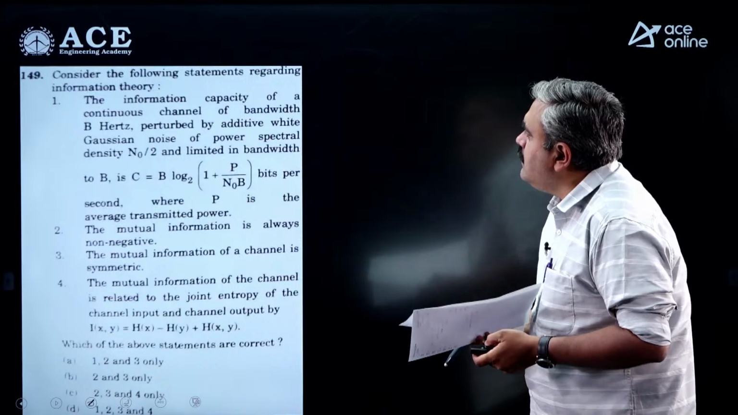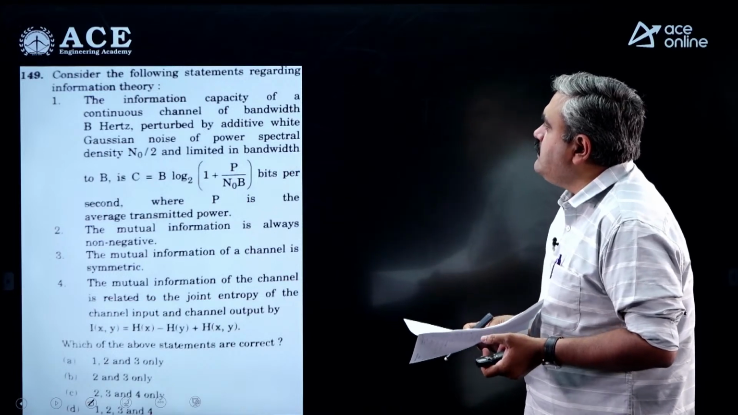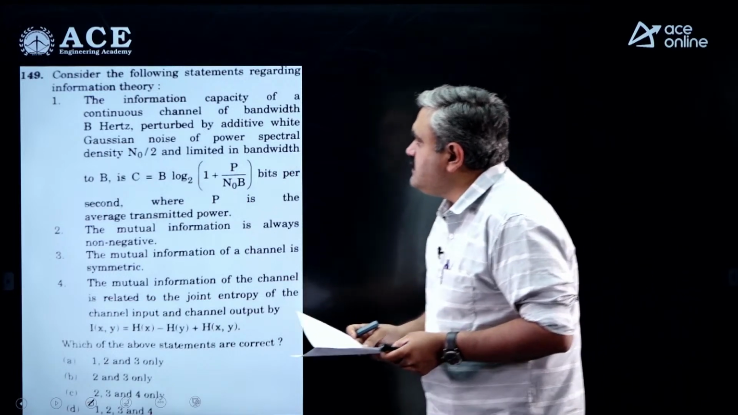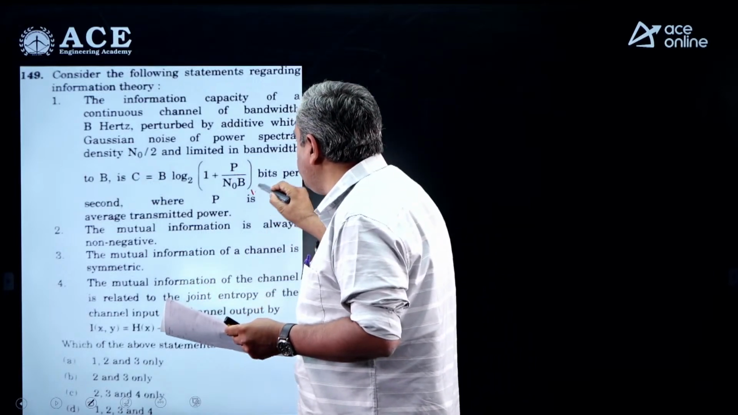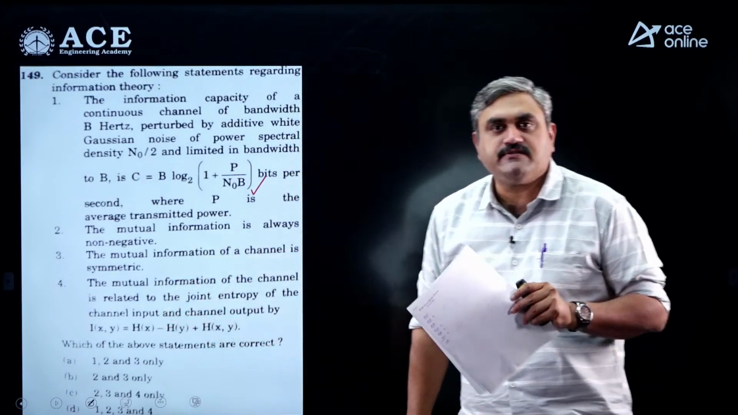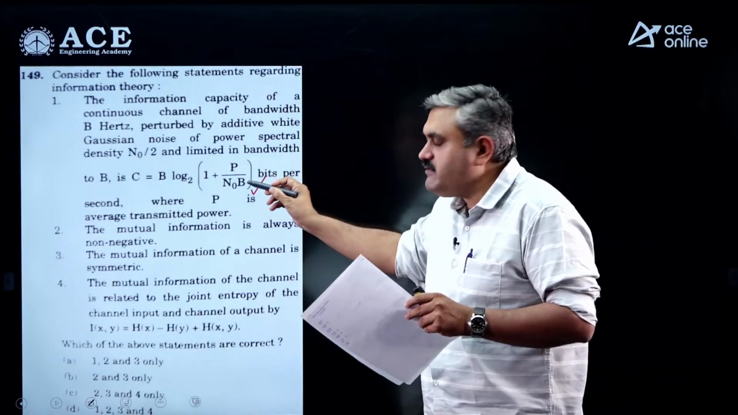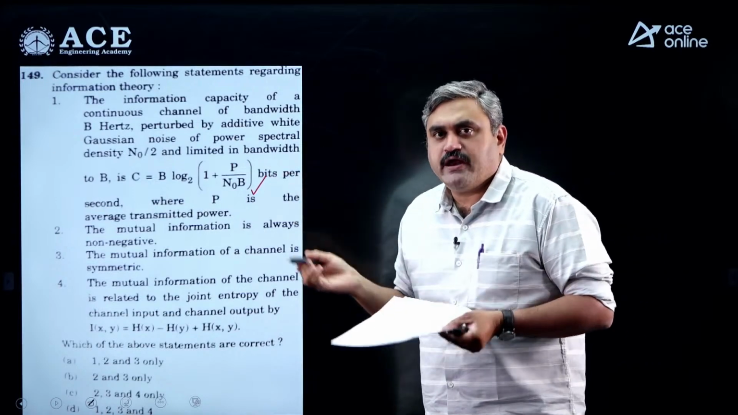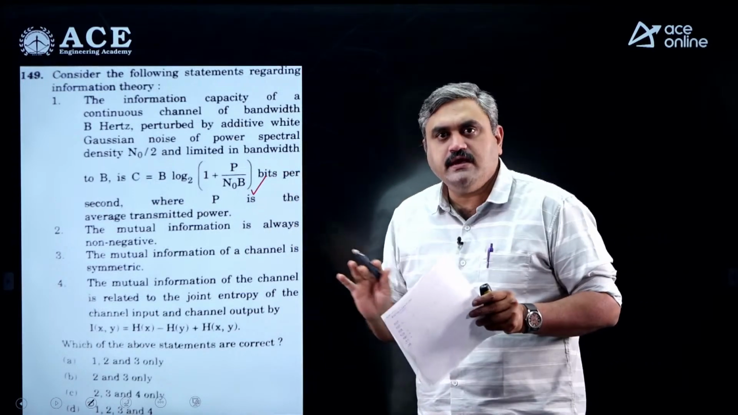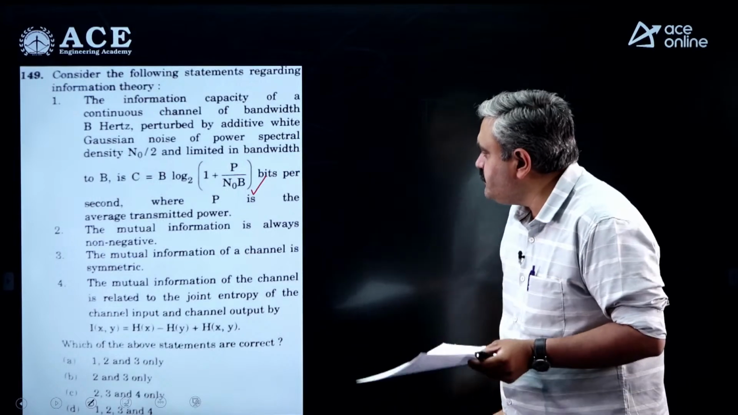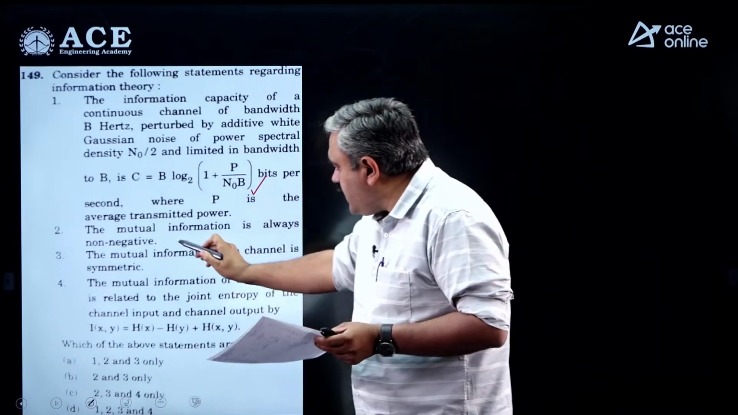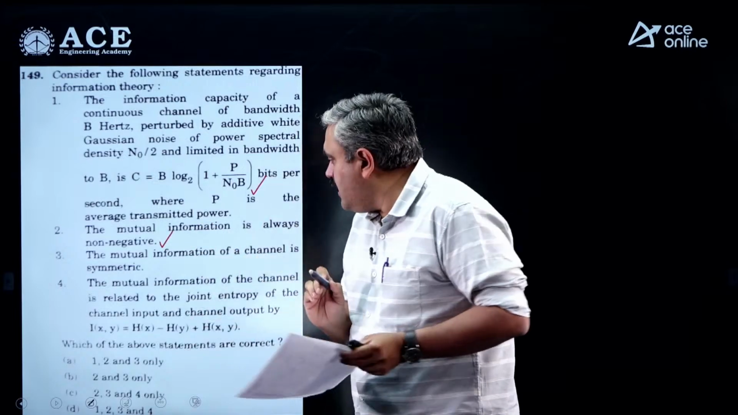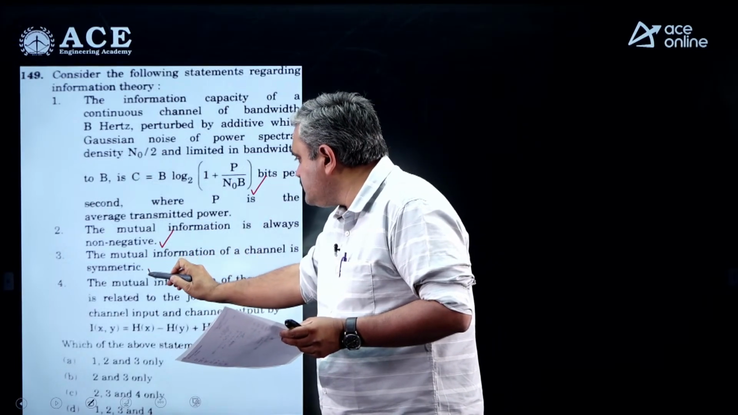Next, this is also a definition only. He is talking about channel capacity in the first option. This is the correct formula for channel capacity, B times log of 1 plus S by N. S represents signal power, N represents noise power. For AWGN noise, N naught times B, where B is your message signal bandwidth, is correct. Mutual information is always non-negative, correct, and it is always symmetric, this is also correct.